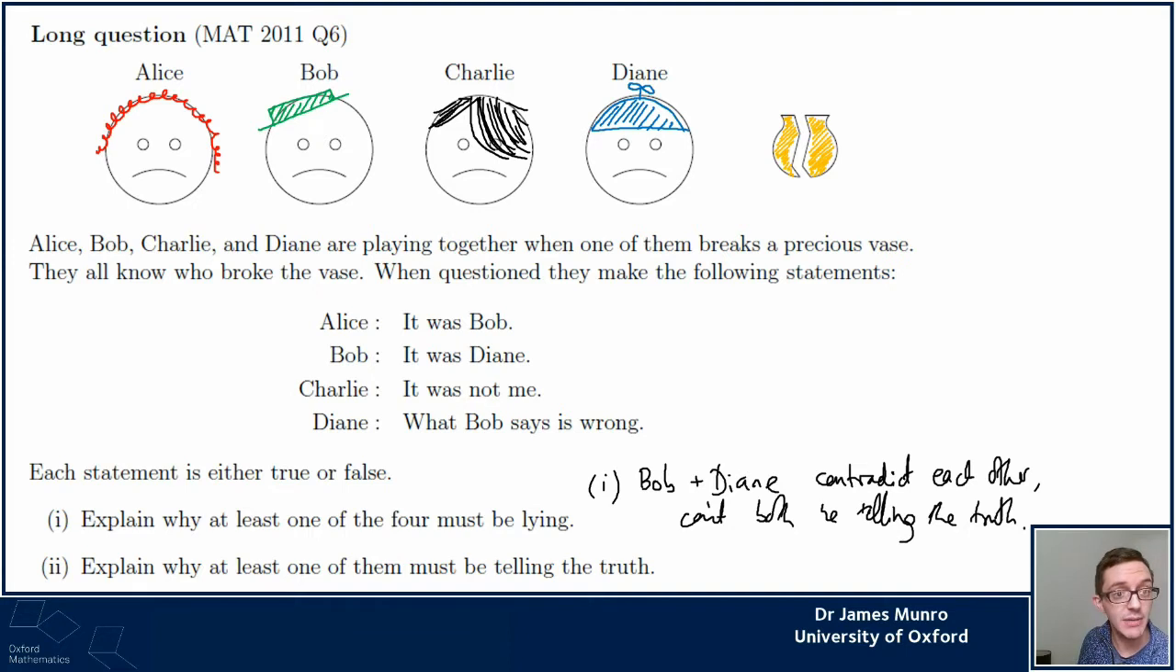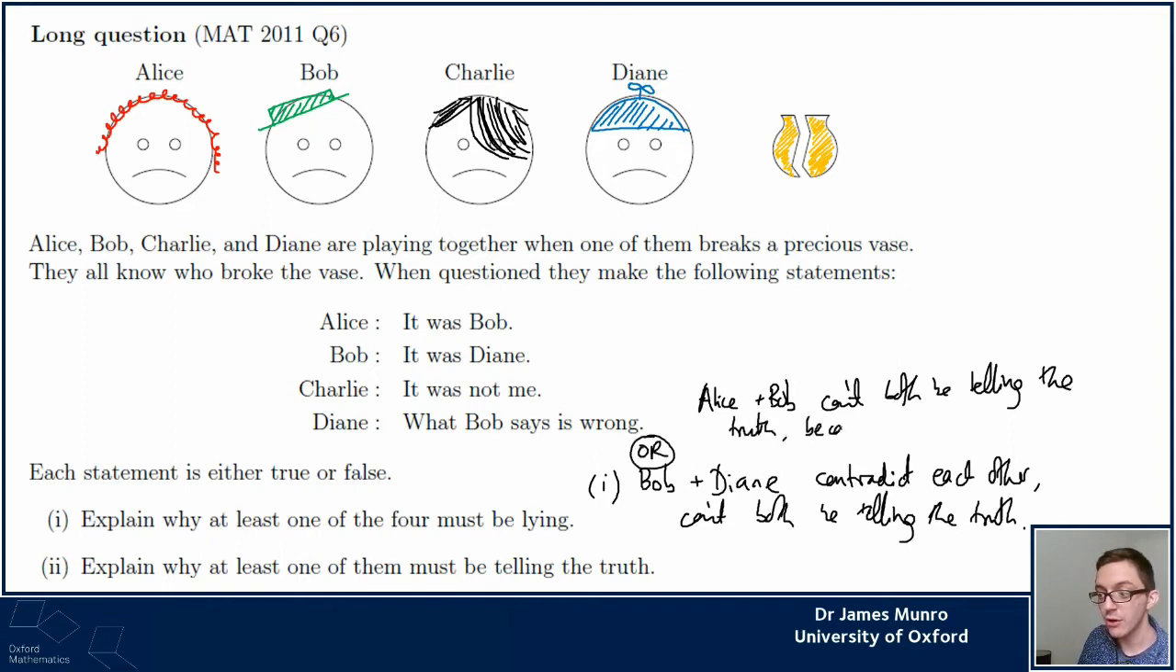But something that people in chat have pointed out is that Alice and Bob, you could also write Alice and Bob can't both be telling the truth because only one person broke the vase. Okay, so different approaches that you could use. So one of them has to be lying, and then I'd write something pretty similar, I think, to explain why one of them must be telling the truth.